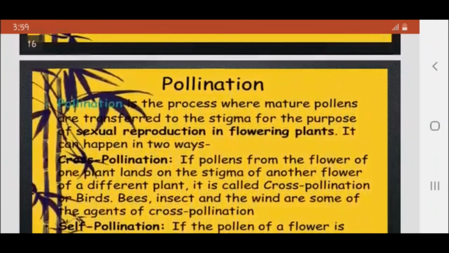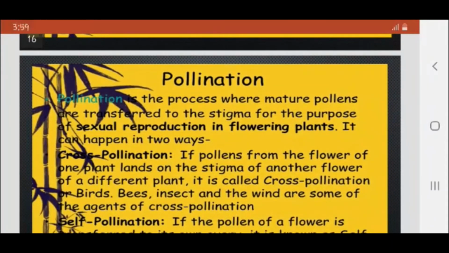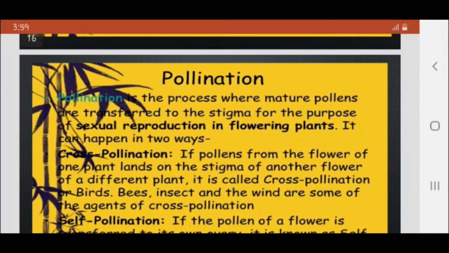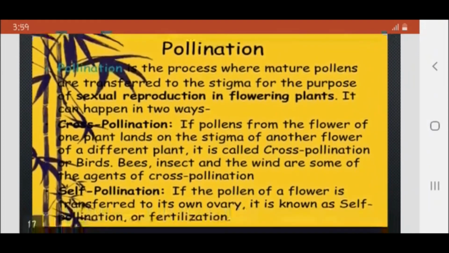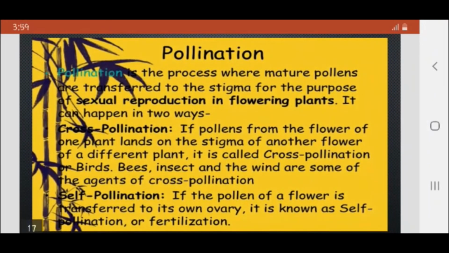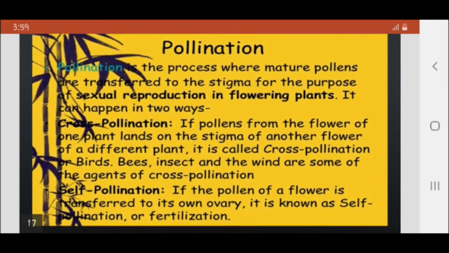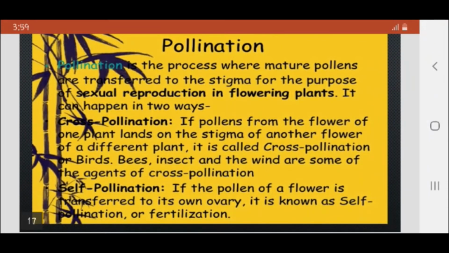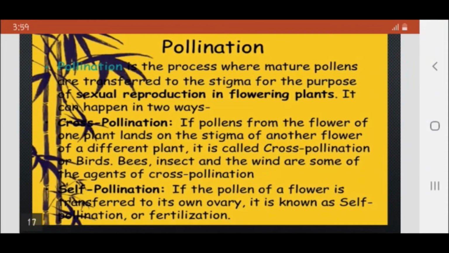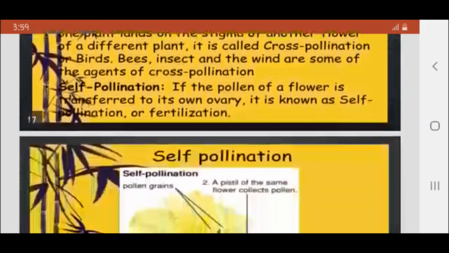The next topic is pollination. Pollination is the process where mature pollen is transferred to the stigma for the purpose of sexual reproduction in flowering plants. It can happen in two ways: cross-pollination and self-pollination. If pollen from the flower of one plant lands on the stigma of a flower of a different plant, it is called cross-pollination. Birds, bees, insects, and the wind are some of the agents of cross-pollination. If the pollen of a flower is transferred to its own ovary, it is known as self-pollination or self-fertilization.